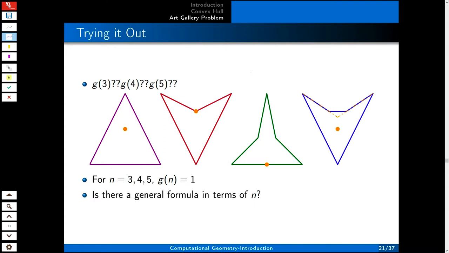Homework. Prove that G4, which I have almost done, is equal to 1. G5 is also equal to 1. That is, any polygon with 5 vertices can always be guarded with 1 guard. Still with me? Very good.